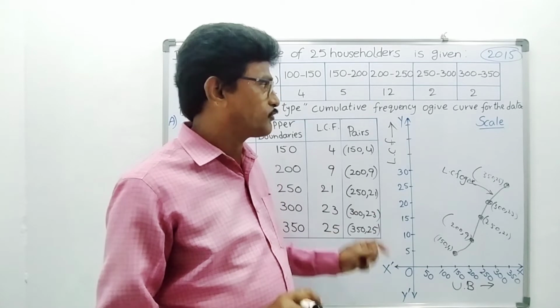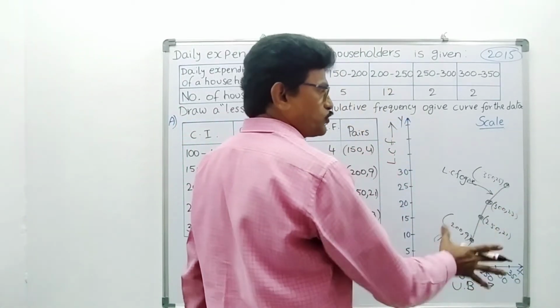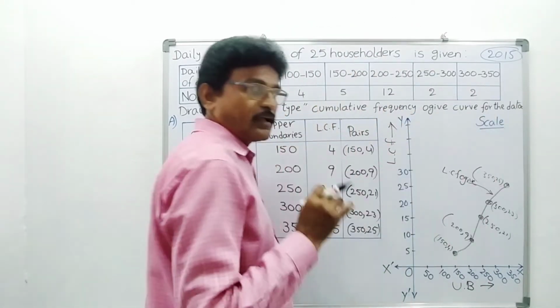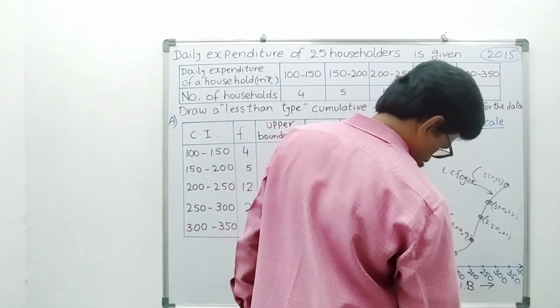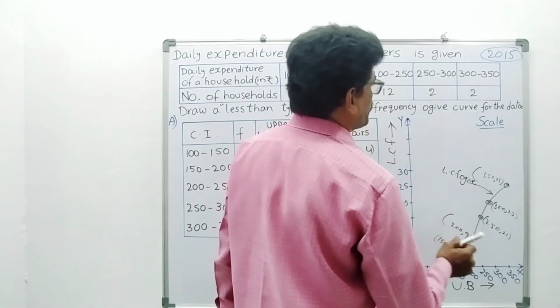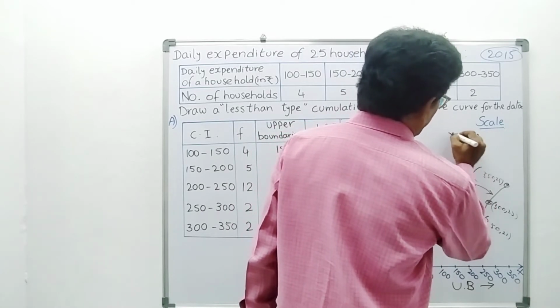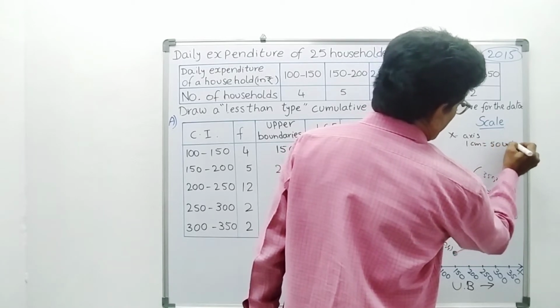Where do you have to draw that? See, on this graph, on the same graph sheet only, at the top right side. Here you have to mention the scale. How have I taken the scale here? On the x-axis, 1 centimeter equals 50 units. I have taken that, right?